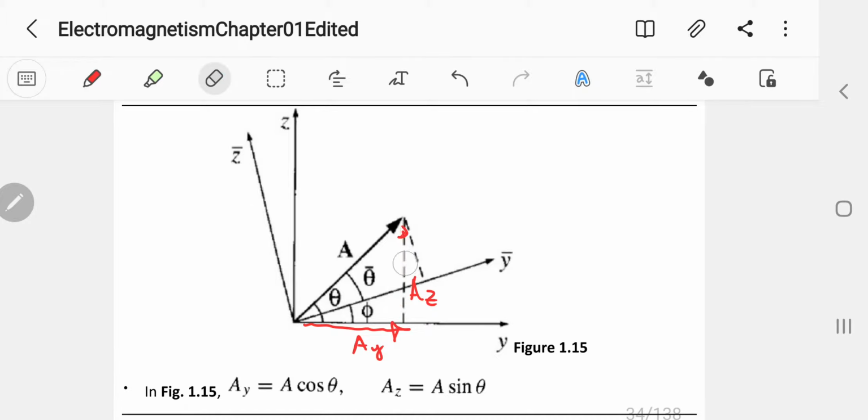But for the new coordinates, your AZ would be this. This is now your AZ bar actually, and your AY would be this one. This is AY bar. That's your AY bar.